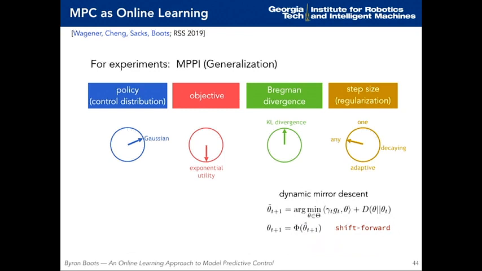Once we've computed the trajectory rollouts, we can use dynamic mirror descent to update the policy parameters, which in this case are just the mean and covariance of the Gaussian. The main parameters of the update are, again, the Bregman divergence. We use the KL divergence here, the step size, which controls the amount of regularization, and the predictive map, which, as I explained before, is just a simple shift forward command that shifts the mean of the trajectory forward and increases the covariance of the Gaussian policy.